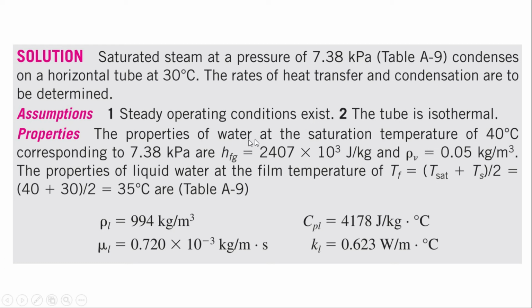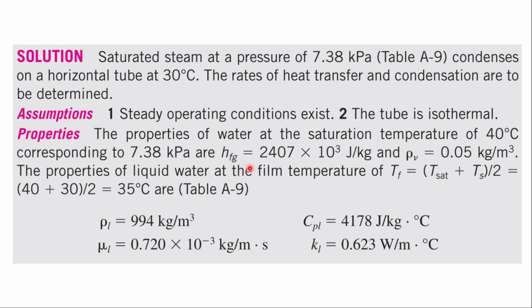So for the assumptions, we'll take that steady operating conditions exist and the tube is isothermal, right? The properties of the water at the saturation temperature of 40 degrees centigrade, corresponding to this 7.38 kilopascal, are given in the question statement. At this saturation pressure, the temperature of the steam is 40 degrees centigrade. If it is not given, you can get it from the steam table. If the temperature is given, you can get the value of the pressure from the steam table, or if the pressure is given, you can get the value of the temperature.